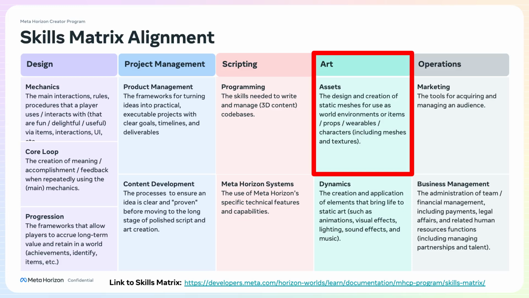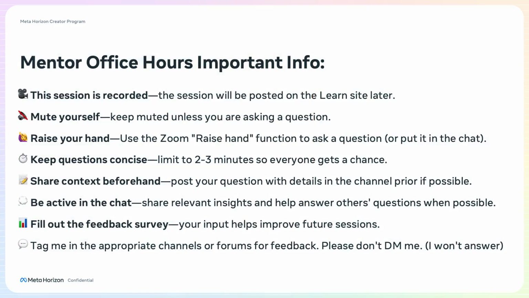So, skills matrix alignment: we are in the art section of this, specifically assets, the design and creation of static meshes for use as world environments or items, props, wearables, characters, including meshes and textures.